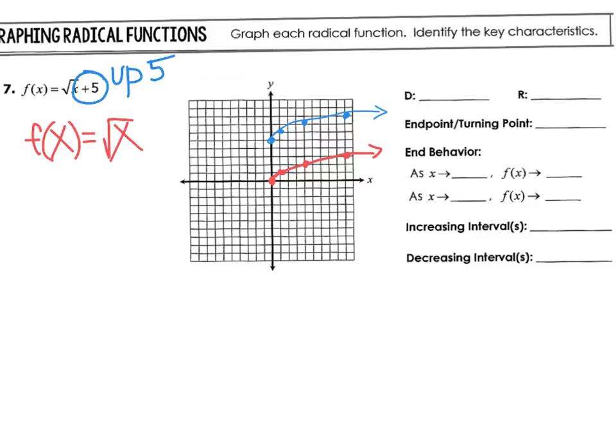All right, now when we're talking about the domain of this function, as we know, it starts at 0 and goes to the right forever. So our domain is going to be including 0 to positive infinity. Our range, it starts at 5, because it's not including any of these points below. It starts at 5 and goes up forever. So our range is affected by this transformation. So our range is going to be including 5 to positive infinity. Our end point or our turning point is this point right here where it starts. So that's going to be 0, 5.